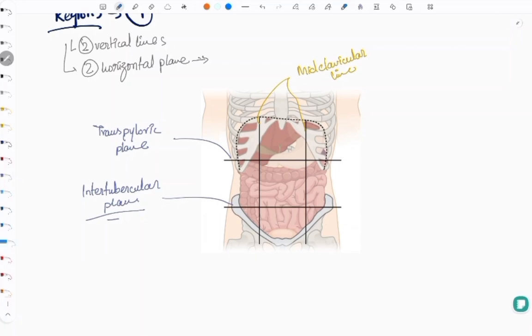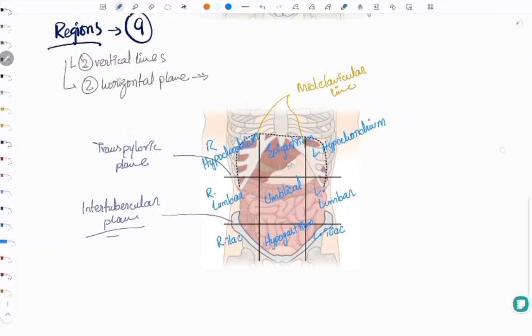So these are the 4 lines or planes that divide our abdomen into 9 regions: the midclavicular lines, the transpyloric plane, and the intertubercular plane, dividing our abdomen into 9 regions, namely the left hypochondrium, right hypochondrium, right iliac, left iliac, left lumbar, right lumbar, epigastrium, umbilical, and hypogastrium. So these are the 9 regions of our anterior abdominal wall.